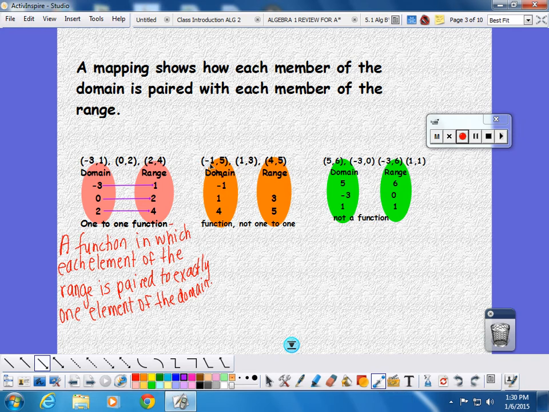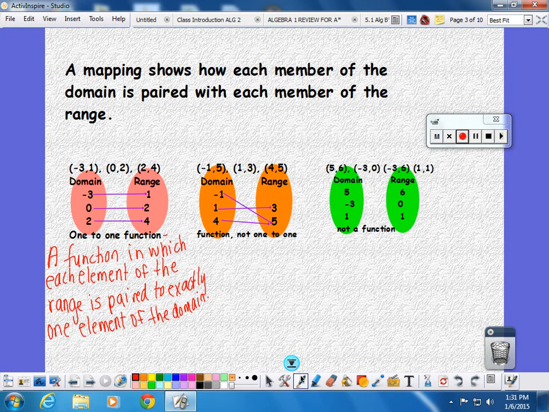All right, and then we see -1 is paired to 5. And then we see 1 is paired to 3. And 4 is paired to 5. Is that a function? Yes. Because each of the x's only have one arrow coming out of them. Is it a one-to-one function though? No. Why not? Because 5's got two, doesn't it? Okay. So this is a function because each element of the domain, all the x's, are paired to exactly one element of the range. But it's not a one-to-one function. All right, let's keep going.